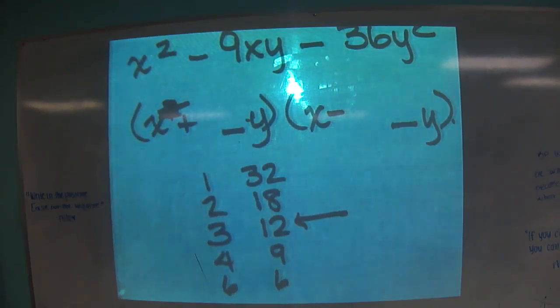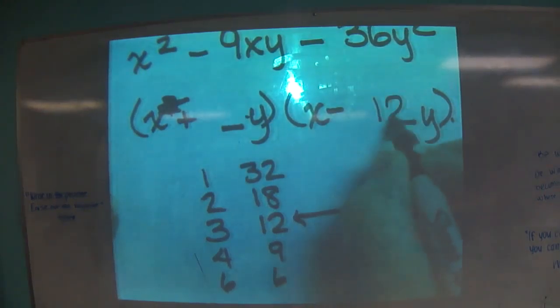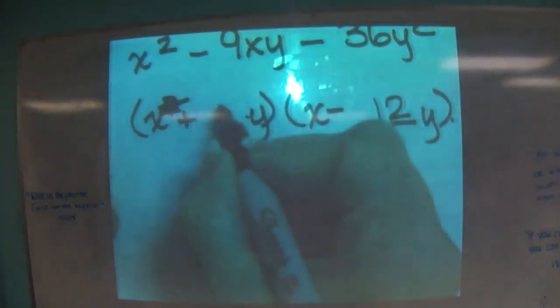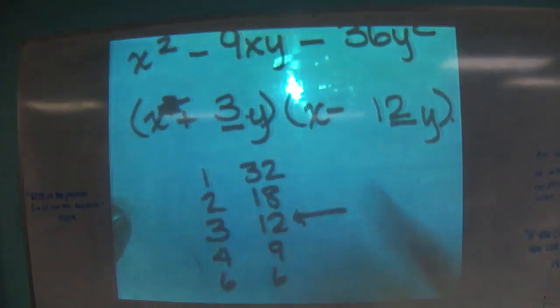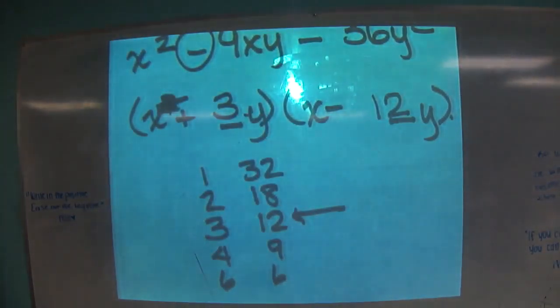Well, you can put it in and then you have to check it. So what would you do? So your 12 would be negative and your 3 would be positive because you need a negative 9xy. See why?